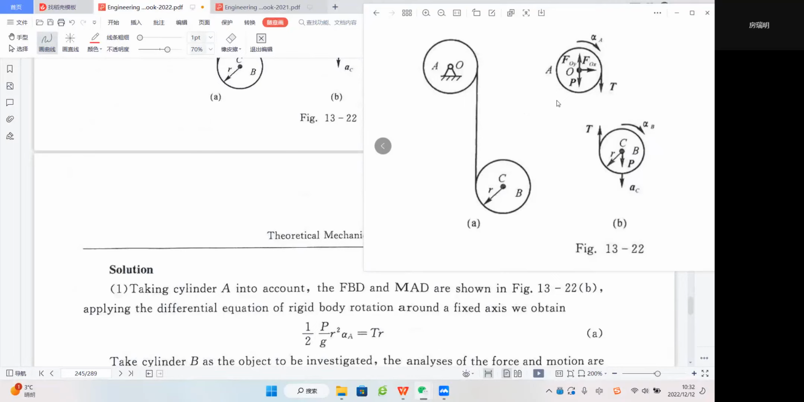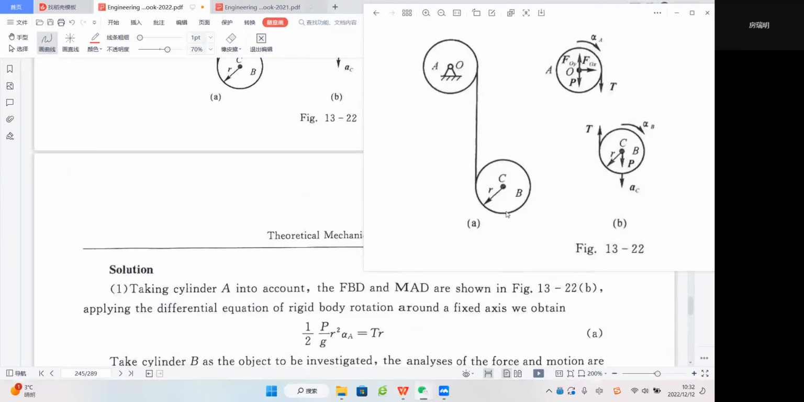So this is the FBD and MAD of A. Also, this is the MBD and FBD and MAD of cylinder B, right? So here, actually, this T and this T will be a pair of action and reaction forces. Let us assume that cylinder A will have angular acceleration alpha A along this CW direction. And this string will move downward.